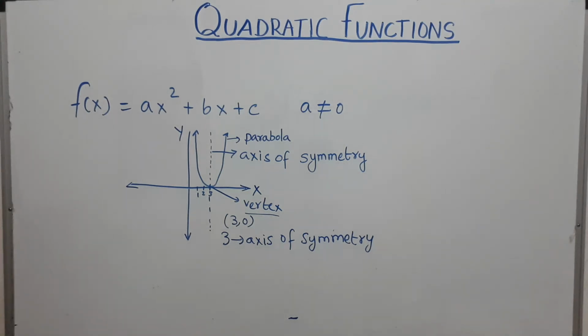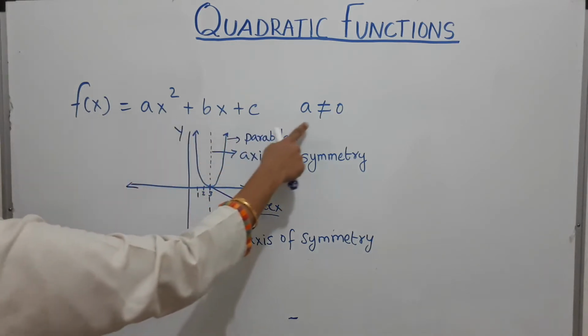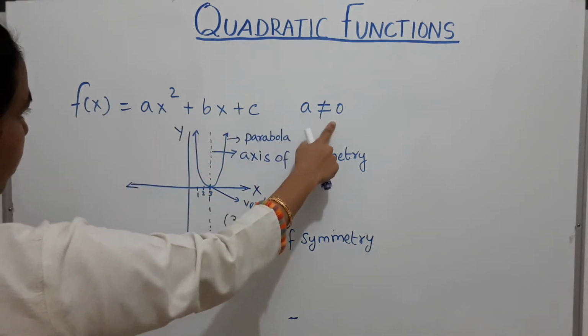In this video, we are going to learn about quadratic functions. Quadratic functions means how to graph them and how you can find the axis of symmetry, vertex and all. Okay, the quadratic function is a function that can be written in the standard form f of x equals ax square plus bx plus c, where a is not equal to 0.